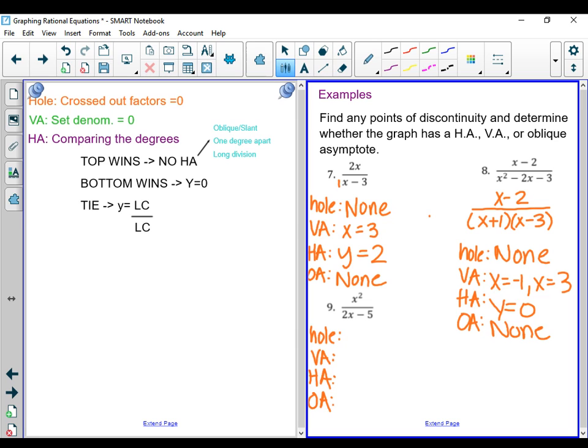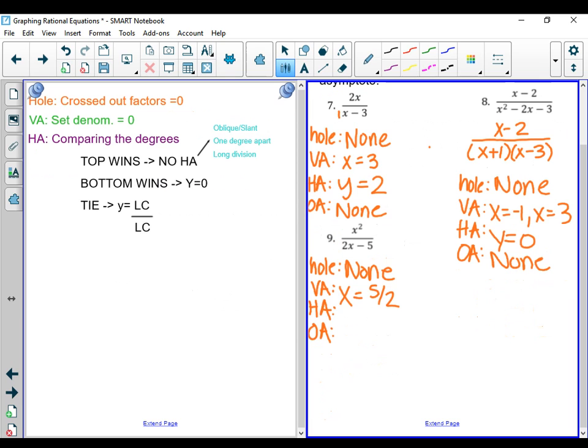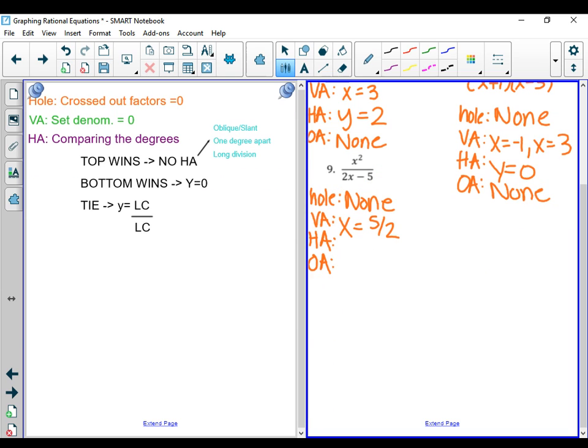Okay. Our last one, we're not crossing anything out. Sorry, that was a tease. Last one on this page. None. Vertical asymptote is what? 5 over 2, 2.5, however you want to say it. Just don't fall victim to just looking at the 5. Okay, that 2 still is a part of it. Who has the highest degree? Top. Ugh. Okay, so we do not have a horizontal asymptote. Are they 1 degree apart?